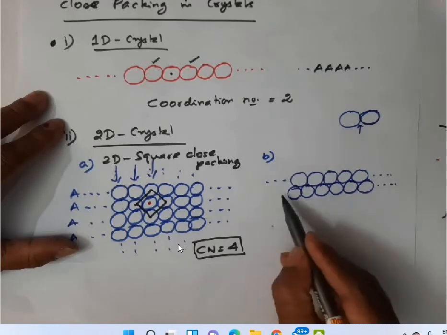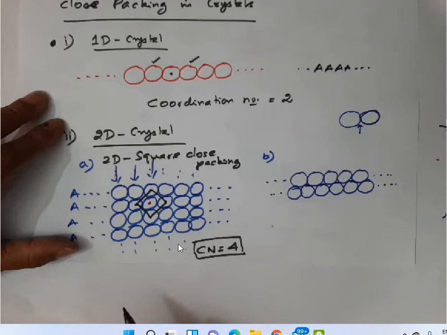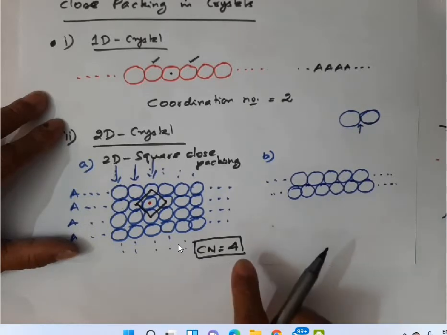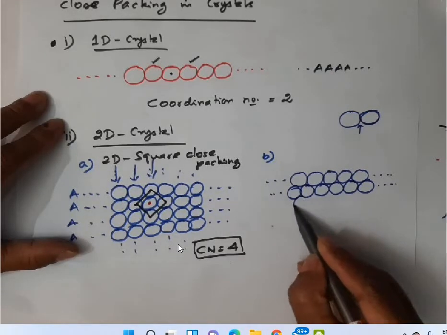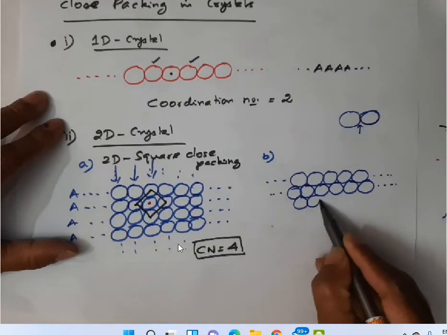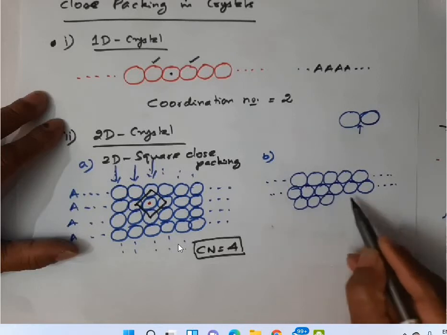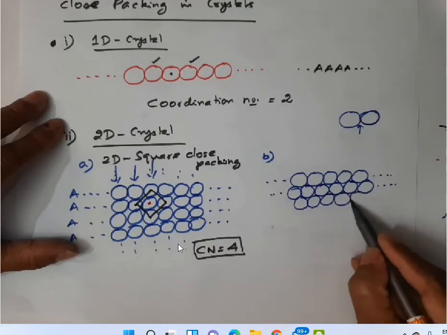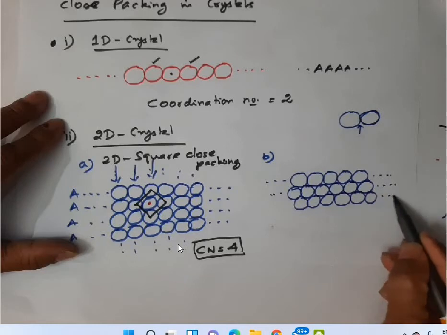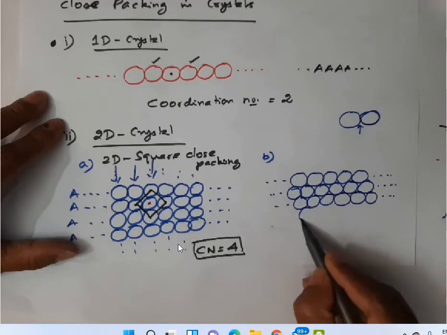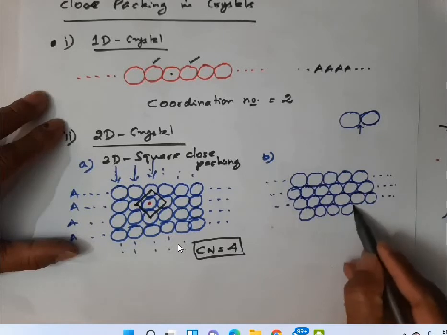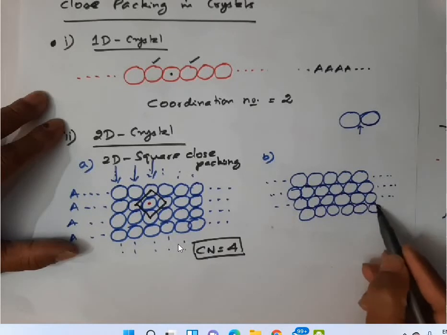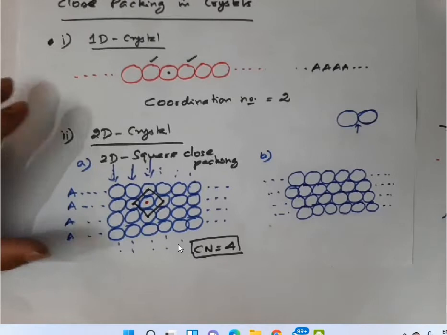Can you understand this? Now I'm going to place the third row atoms in the depressions of the second row. Third row atoms, I'm placing in the depressions of the second row, like that. Similarly, fourth row atoms should be placed in the depressions of the third row. Yeah. It goes like this.